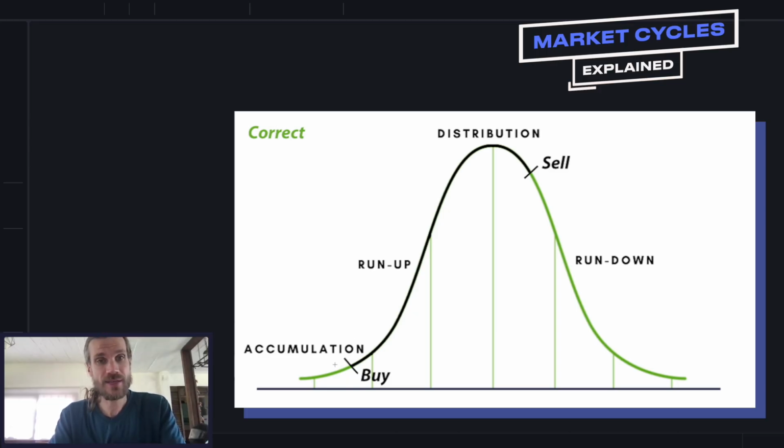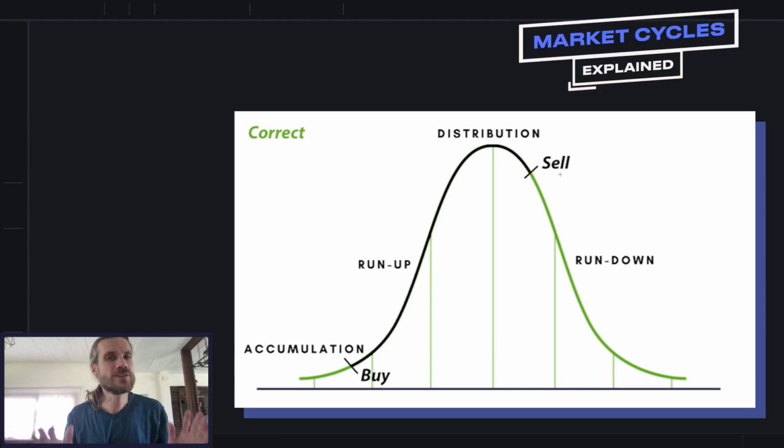So you'd buy here, then you have the run up, and then when you've got confirmation that the market has peaked, that would be maybe waiting to see a lower high or a lower low in the price action, then you would sell. Waiting for confirmation to buy, waiting for confirmation of a change in the trend to sell, and then you've got the rundown.